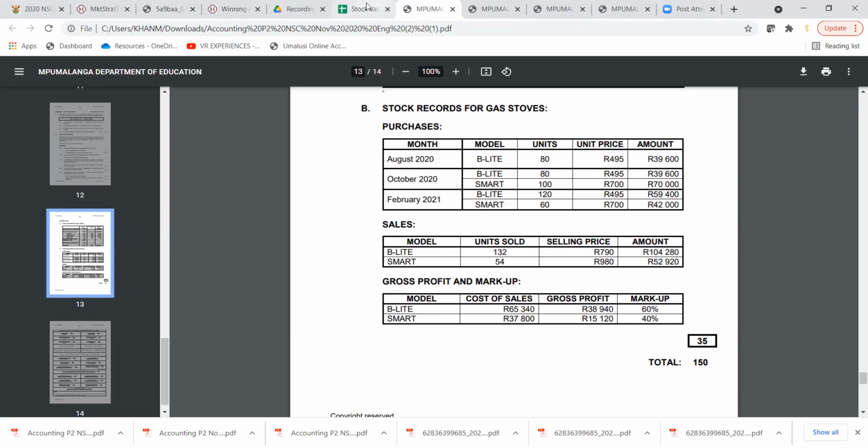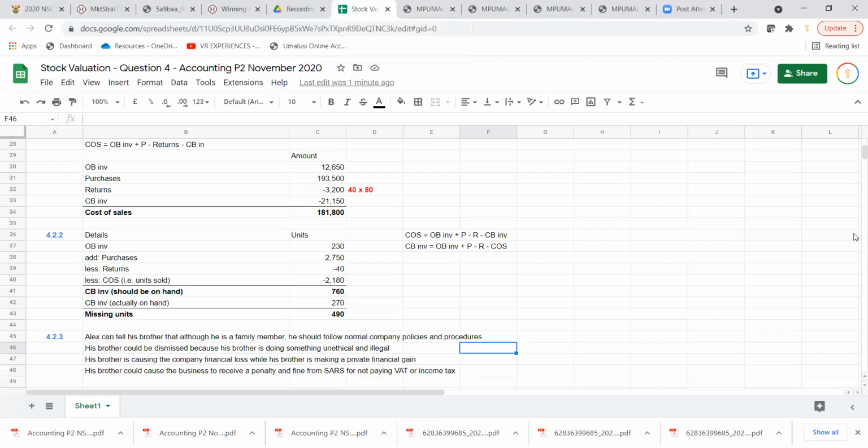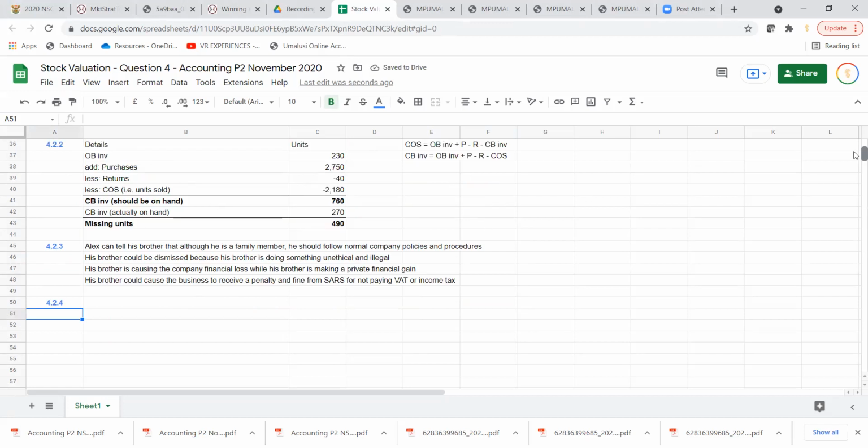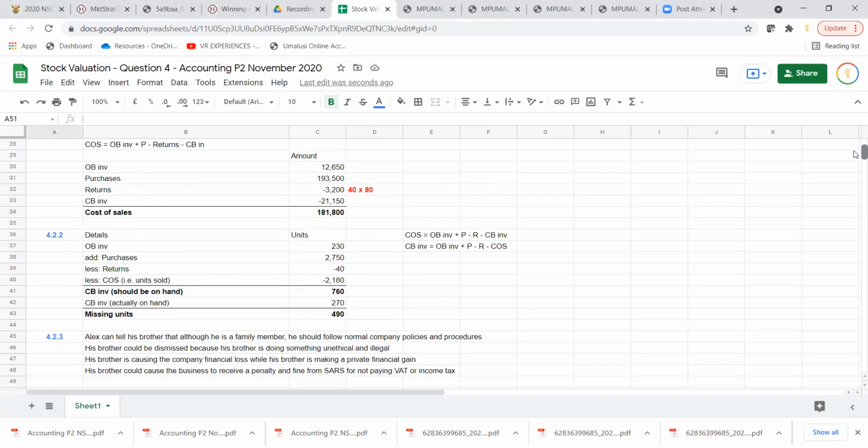Okay, so we can use the same formula. So 4.2.4. We can use the same formula to get closing inventory. So we want to get closing inventory. So I'm going to use this formula over here.